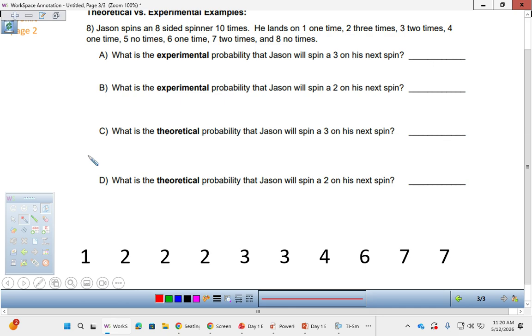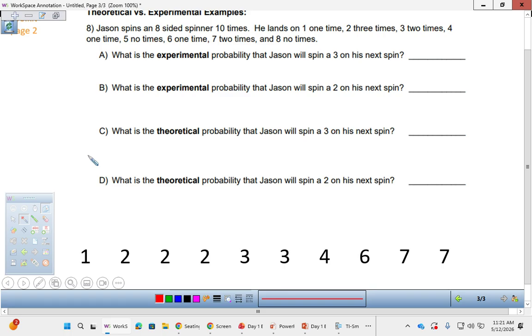Jason spun the spinner and then he wrote down what he got. Then he spun the spinner again and wrote down what he got, and again. He did that 10 times and these are the numbers he got. This is his data. So anytime it asks you to find an experimental probability, you want to use Jason's data.